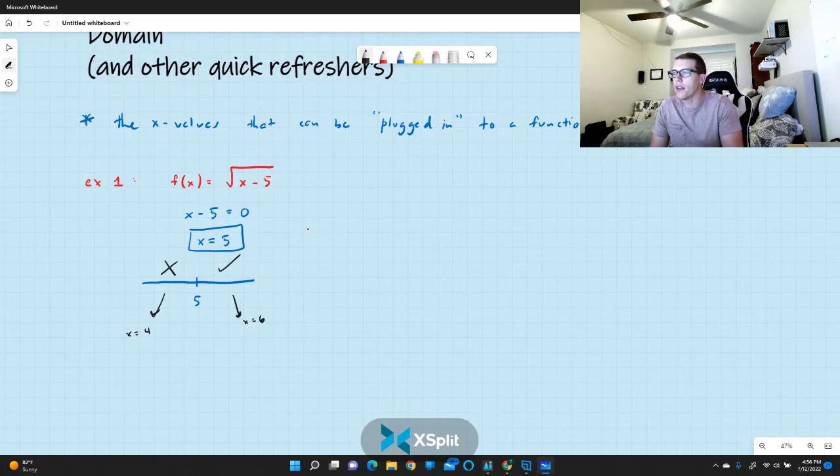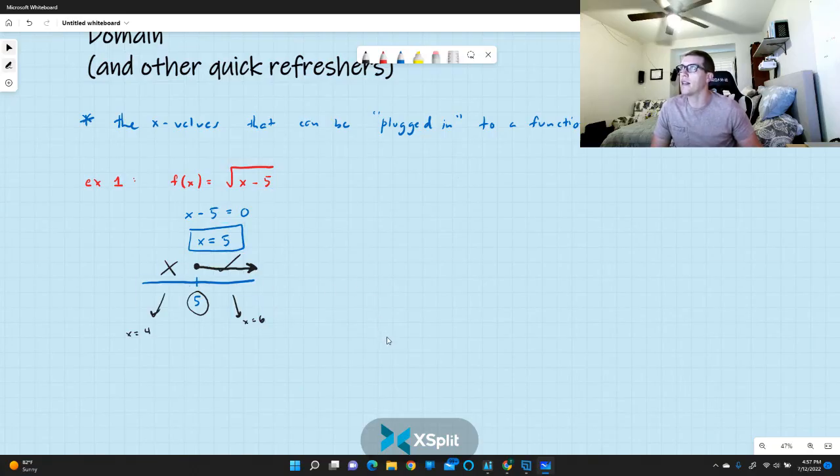And then the third thing, in this case, you need to actually test 5 itself. Sometimes the boundary point will be in the domain of the function, and sometimes it won't. So when you plug in 5, 5 minus 5 is 0, and the square root of 0 is 0, which does work. You can have the square root of 0, no problem. So if I was to graph this on a number line, like we did in Accelerated Integrated 3 when we were solving inequalities, it would look like this.